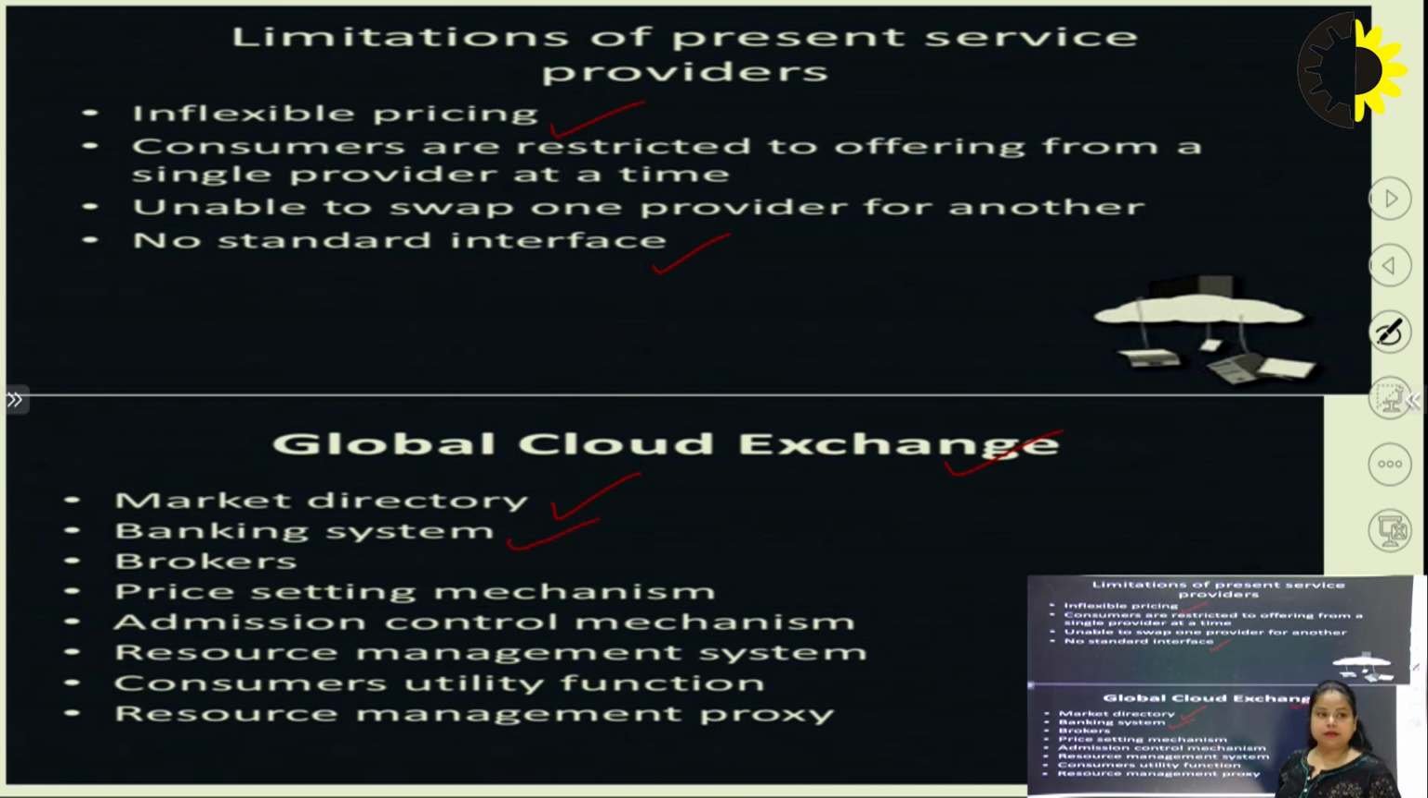We also have banking systems, brokers, and an admission control mechanism. The admission control mechanism says, suppose there is one network or one cloud service provider that already has the number of users which is its capacity to serve. In that case it will not take any more admissions and will not accept any new cloud users, because its platform is fully utilized. That is called admission control. Then I'm talking about the consumer's utility function, resource management, proxy, and so on. These are all terms related to the global cloud exchange.